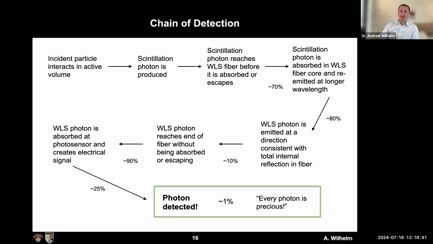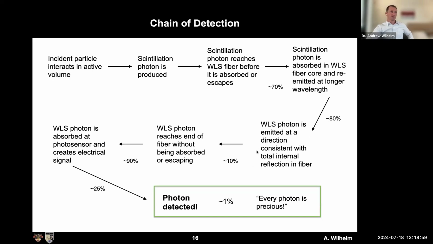Once they're absorbed in a fiber, about 80% of them are going to be re-emitted at a longer wavelength. It's not a completely lossless process, but it's fairly efficient in that step. So now we have a wavelength shifted photon that has been created inside the core of a fiber.